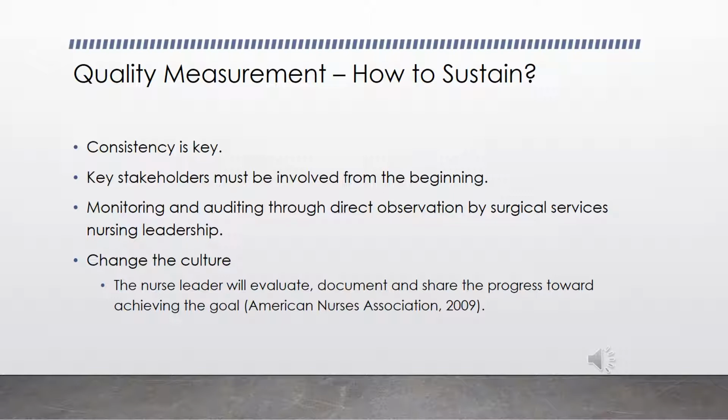Once this checklist is implemented, how do we sustain it? Consistency is the key to sustaining any quality improvement initiative. It is important to involve the key stakeholders from the beginning, such as physicians and clinical nursing staff. Monitoring and auditing through direct observation by surgical services nursing leadership is important. This information should then be reported back to the staff so that they are aware of how well they are meeting this goal.